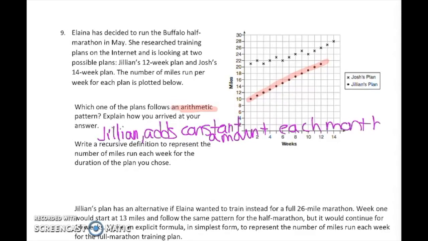Now, to write a recursive definition. So recursive means recurring, depending on the term before it. So we need the first term and we need the pattern for the nth term. So for Jillian's plan, the first term is 10. And then the pattern is take the term before it and add 1.